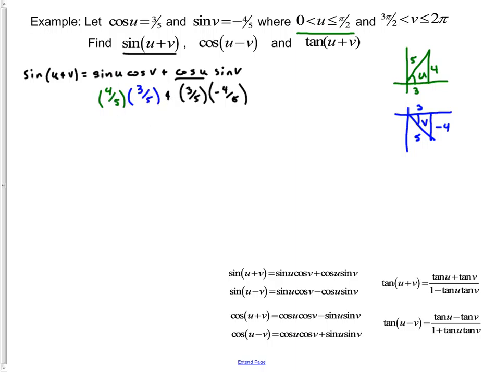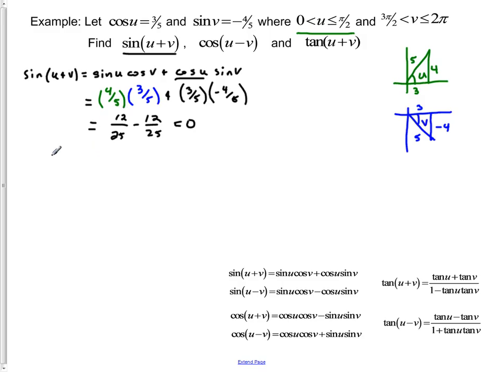So if we wanted to evaluate this, we're going to get sine of u plus v to be 12/25, and we've got 3 and negative 4, so that's minus 12/25. So in this case, we actually end up with 0. Well, in an odd way, that should make sense, right? Because if we add angle u and angle v, v is a negative of angle u, so it's like having 0, and we're taking the sine of 0. So, yeah, that should have actually worked out that way.